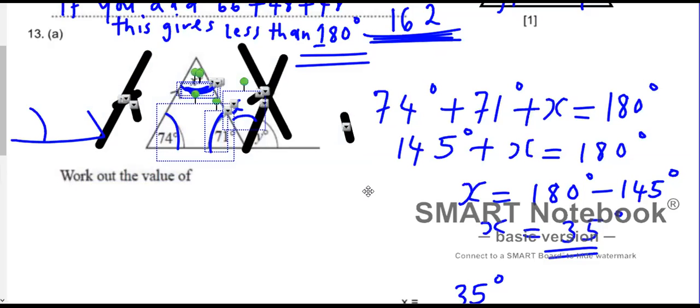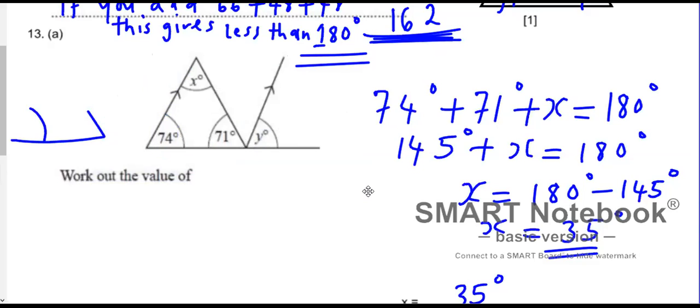Right, let us delete everything there so that we can remain with neat work. I said that if this angle is X, even this angle will be X. But remember, X is 35, so this angle is 35. So automatically, even that angle will be 35 degrees. So we can find the value of Y now.